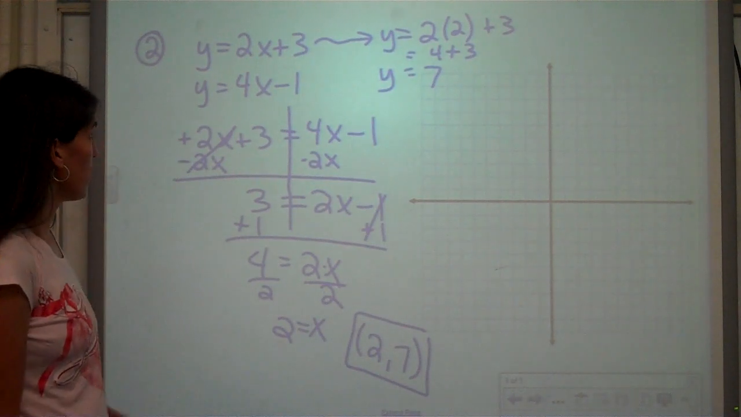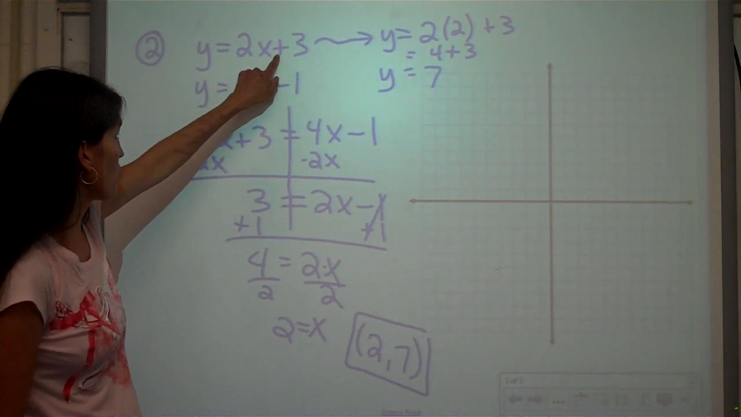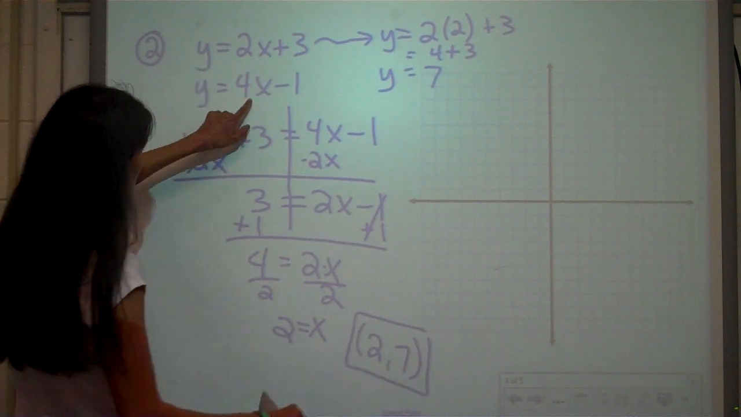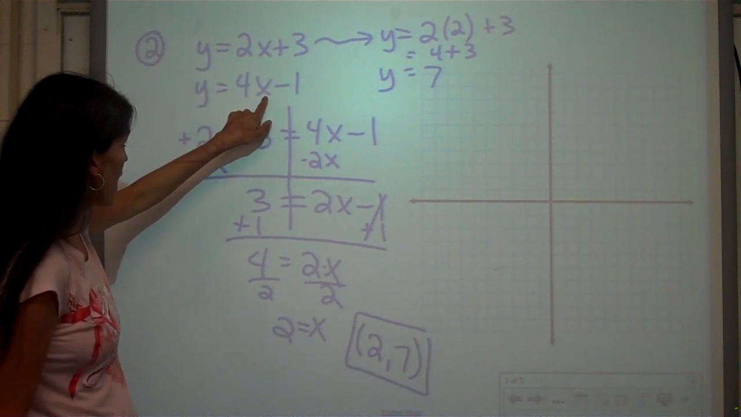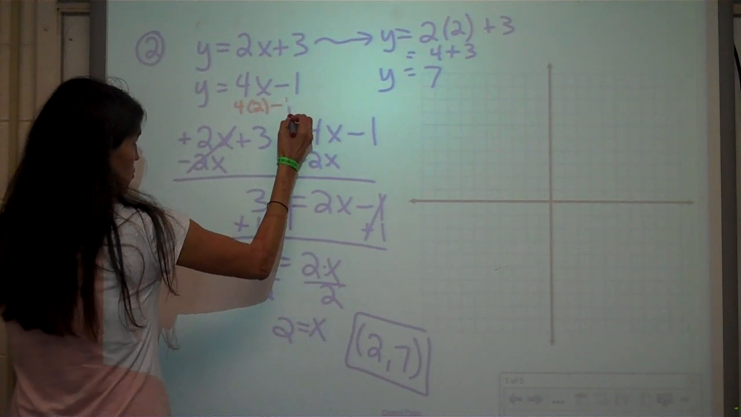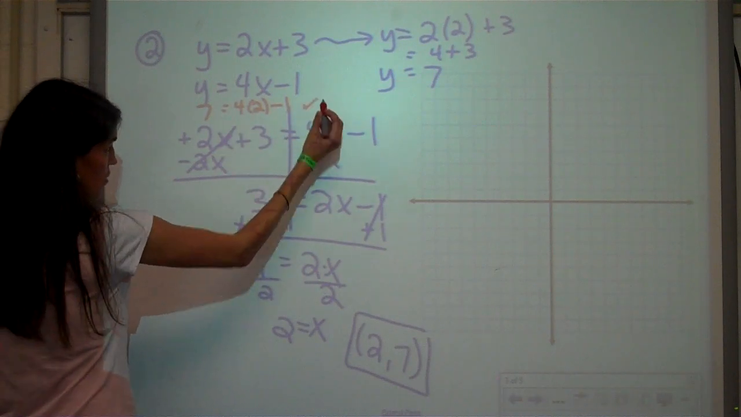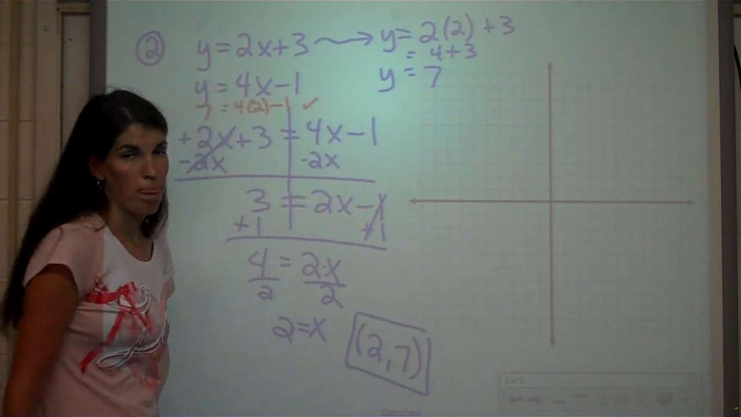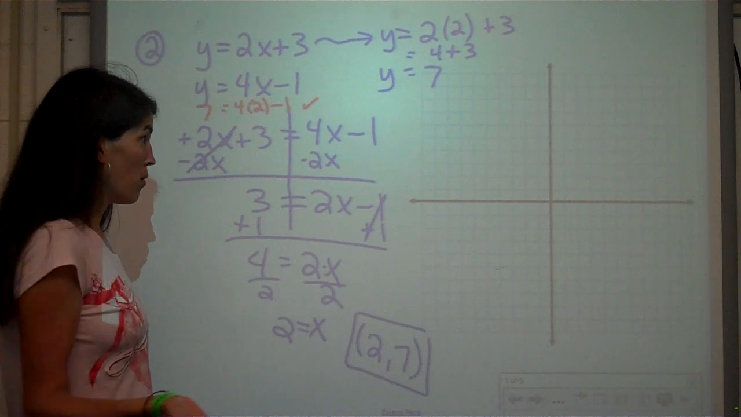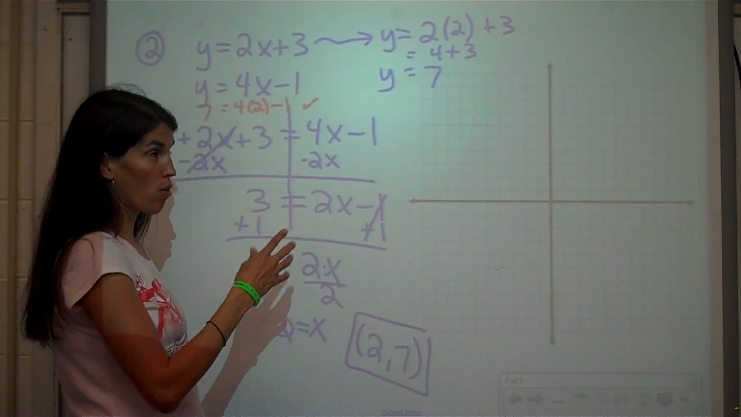Now that's a solution, because if I put a 2 in here, 2 times 2 is 4, plus 3 is 7. If I put a 2 in here, 4 times 2 is 8. The question is, does that equal 7? Well, 8 minus 1 is 7. So that is.